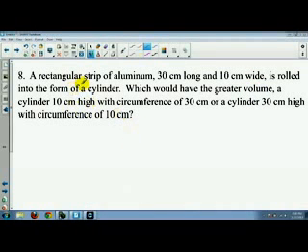Problem number 8. A rectangular strip of aluminum 30 centimeters long and 10 centimeters wide is rolled into the form of a cylinder. Which would have the greater volume, a cylinder 10 centimeters high with a circumference of 30 centimeters, or a cylinder 30 centimeters high with a circumference of 10 centimeters? So let us draw first the rectangular strip.